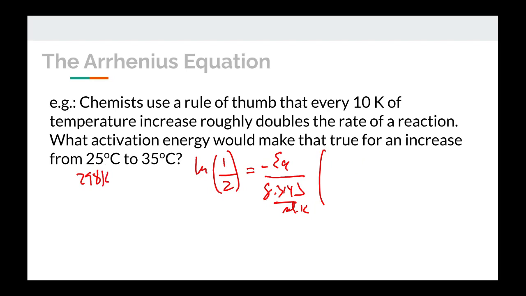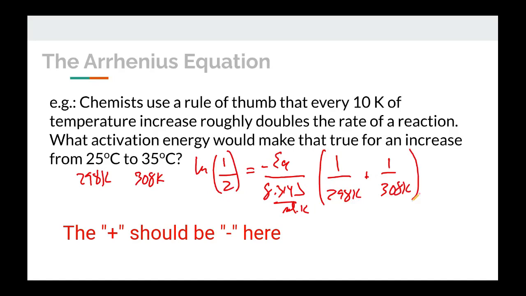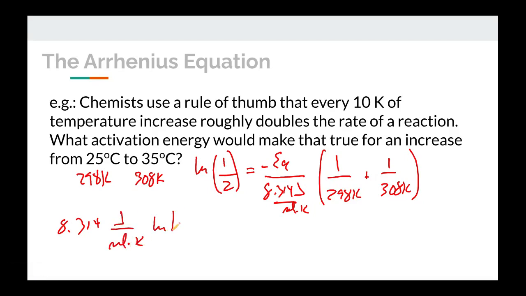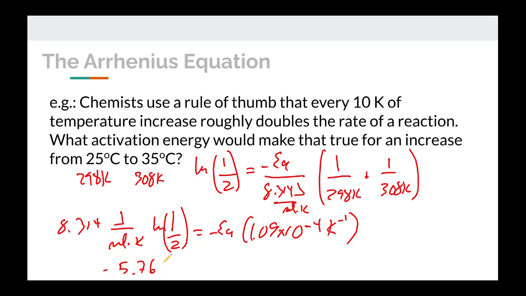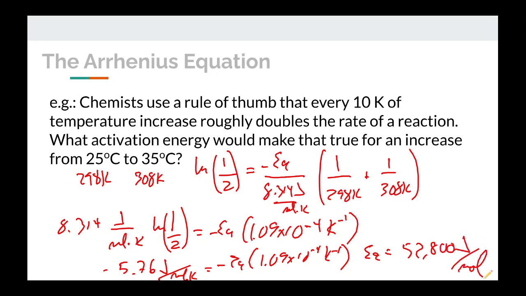But T1 is 298 kelvins, remember, and that would make T2 308 kelvins. So that's what we're putting in here: 1 over 298 K minus 1 over 308 kelvins. So that means 8.314 joules per mole kelvin times the natural log of 1 over 2 equals minus EA times 1.09 times 10 to the negative fourth inverse kelvins. So negative 5.76 joules per mole kelvin is minus EA times 1.09 times 10 to the negative fourth per kelvin. So when we solve for EA, we get 52,800 joules per mole, which would be 52.8 kilojoules per mole.